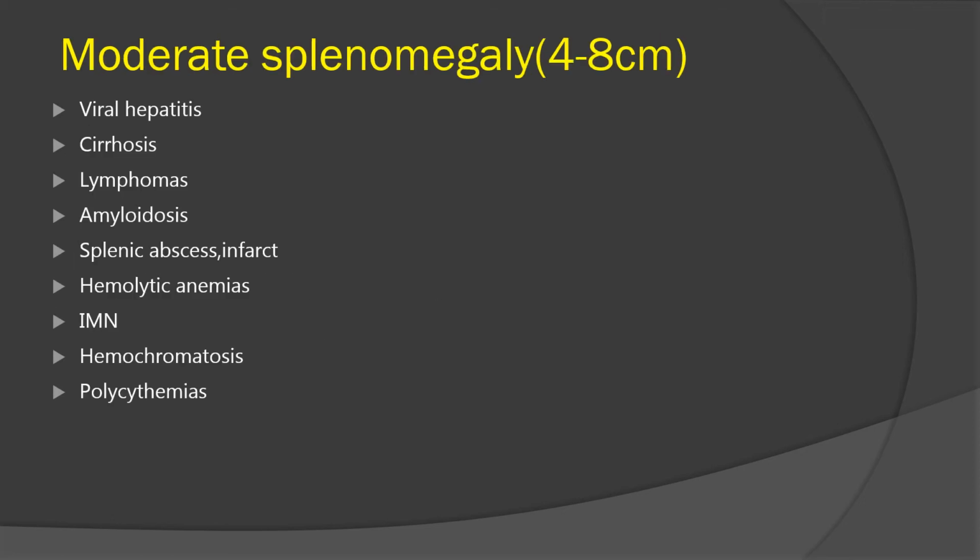Moderate splenomegaly, that is 4 to 8 centimeters below the left costal margin, is seen in viral hepatitis, cirrhosis, lymphomas, amyloidosis, splenic abscess or splenic infarct, hemolytic anemias, infectious mononucleosis, hemochromatosis, and polycythemias.